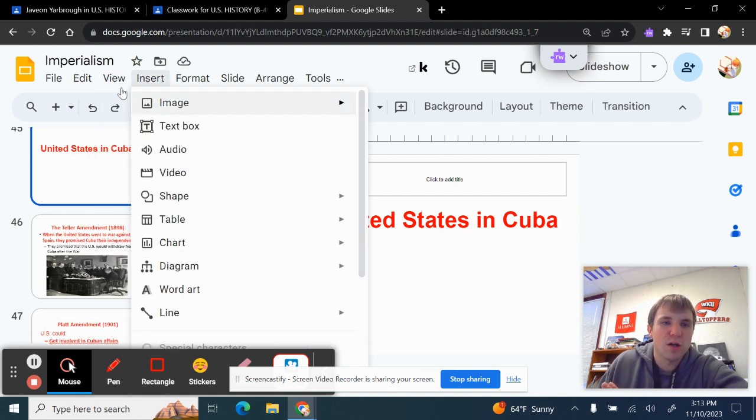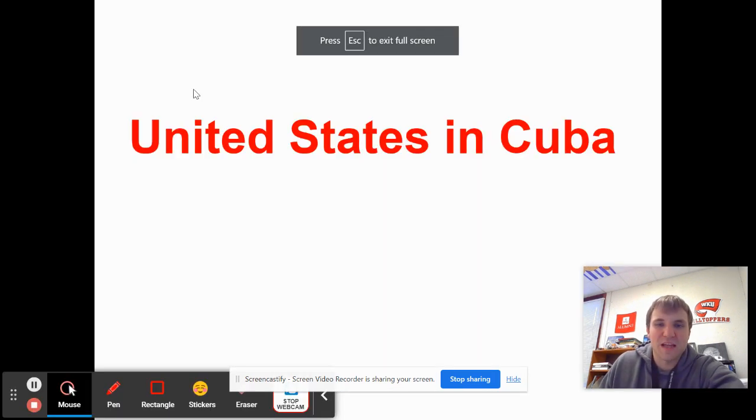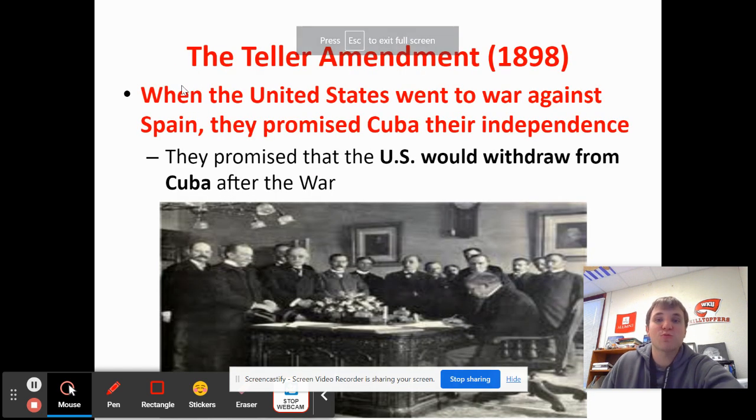Now, here's the deal with Cuba. Cuba had somewhat of a quasi independence, because they kind of had independence and they kind of didn't. And that's because of two separate amendments. The first one literally gave Cuba their independence. It was known as the Teller Amendment.